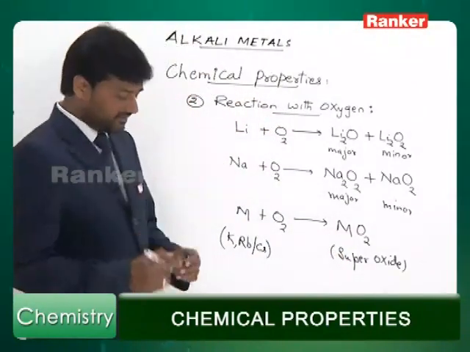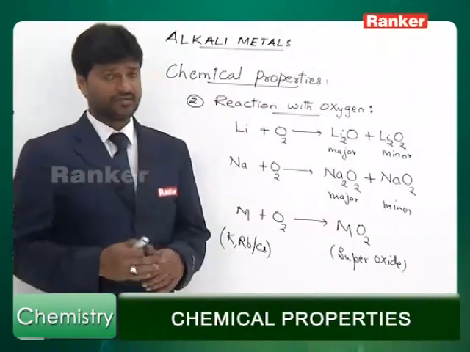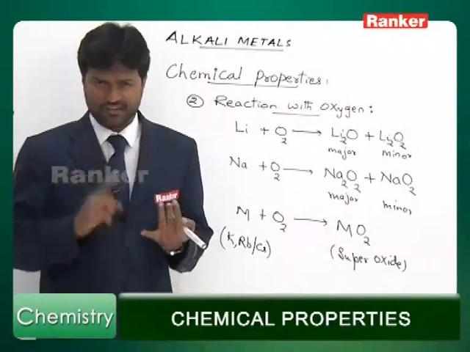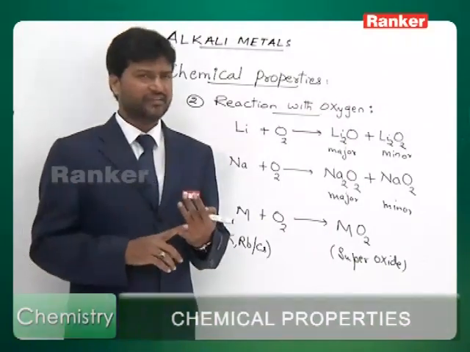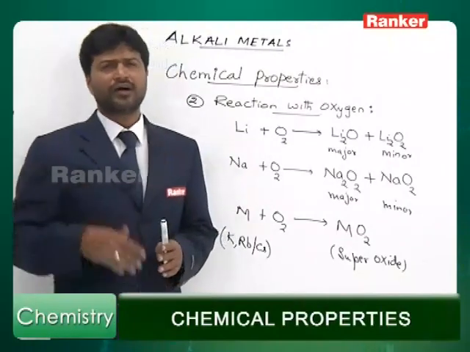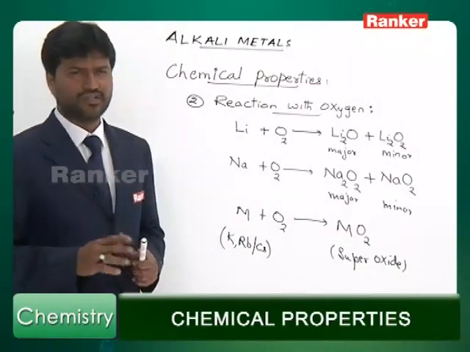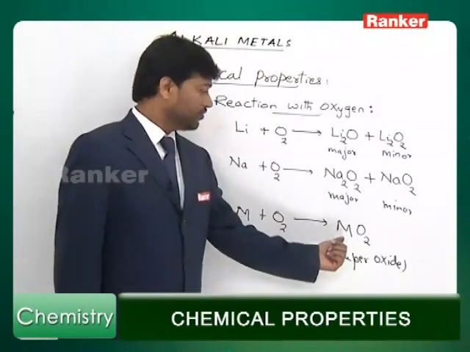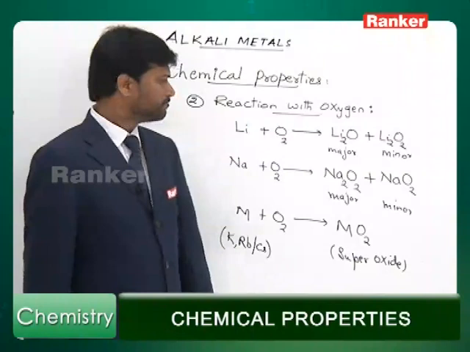So, we can put it like this: there are three possibilities. When alkali metal reacts with oxygen, you can think of three possible products. One is a normal oxide whose general formula is M2O, then you have peroxide whose general formula is M2O2, and superoxide whose general formula is MO2. KO2 can be called potassium superoxide.